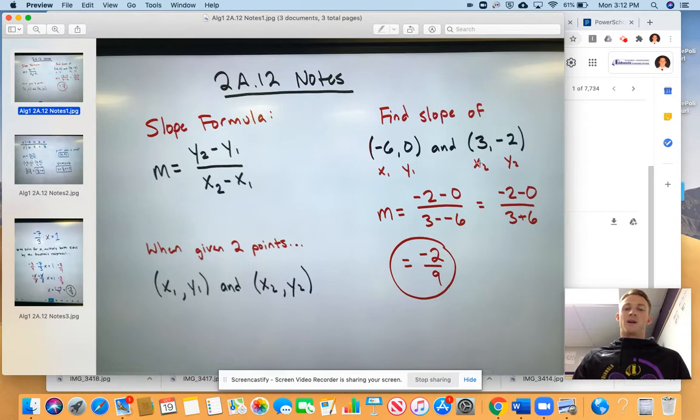Divided by x2, so 3, minus, what's our x1? Negative 6. So we have back-to-back negative signs. Leave change turns into a positive. So we have negative 2 over 9 as our slope.